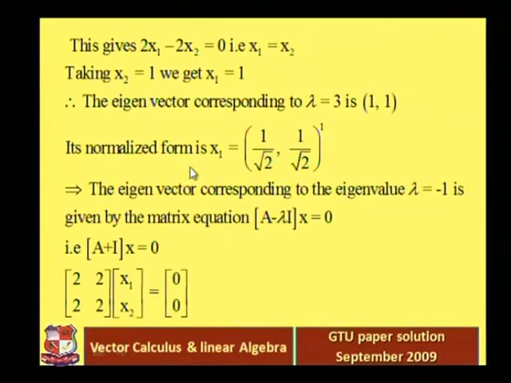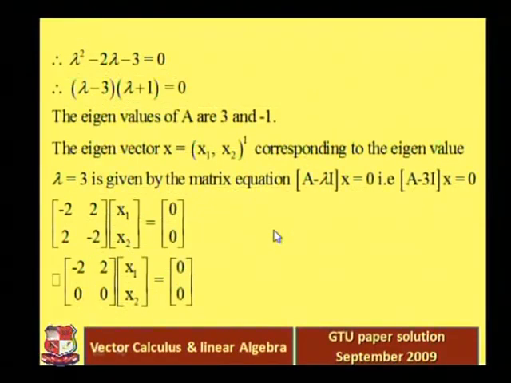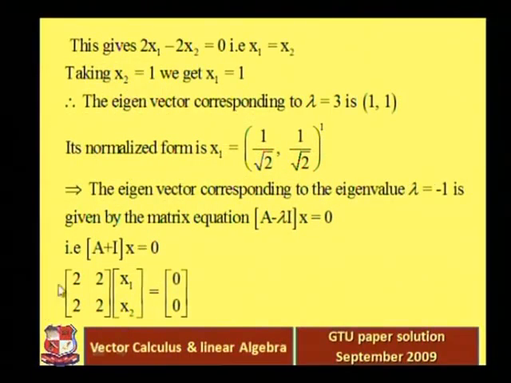Now the normalized form of x1, this is our x1, 1 1. Normalized form is x1 equal to 1 by root 2, 1 by root 2. We have to divide by the norm of this vector. What is the norm of this vector? Root 2. So that's why we divide by its norm, 1 by root 2, 1 by root 2. The eigenvector corresponding to the eigenvalue lambda is equal to minus 1 is again given by the matrix equation A minus lambda I into x, that is equal to 0. Put lambda is equal to minus 1, so you will get A plus I into x is equal to 0. Now what is our A?